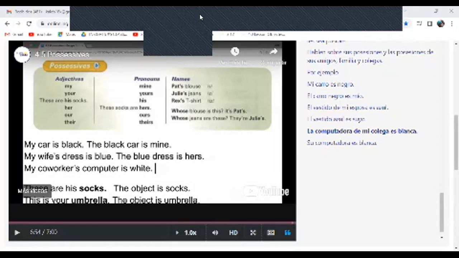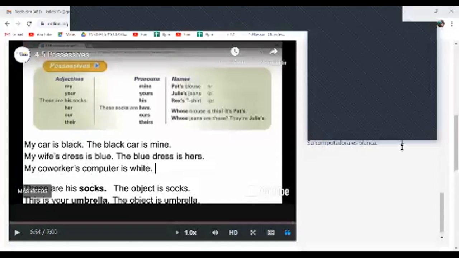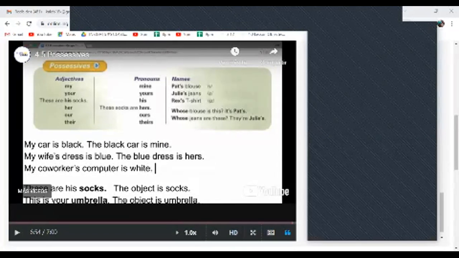Who else? Let me see. I'm seeing some hands raised right here. I see Edith. Go ahead, Edith. Okay, yo dije, my bed is white. Okay. Anna, Georgina, go ahead. My pajama is pink.